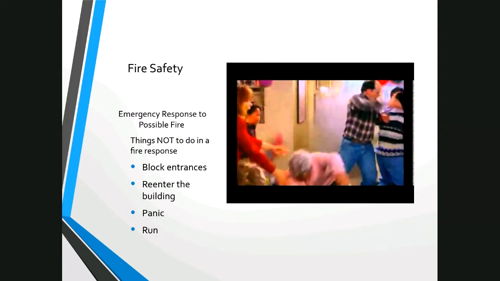Things not to do. We don't want to block entrances, re-enter the building, panic, or run. In the hospital setting, it depends where the fire is located. If it's on a separate floor from our patients, they'll instruct us to close the doors to the patients' rooms, and the fire doors will close at the entrance and exits of our unit. The other thing to keep in mind too is we don't want to enter elevators because elevators shut down during fire safety concerns because we don't want people trapped in an elevator or between floors.